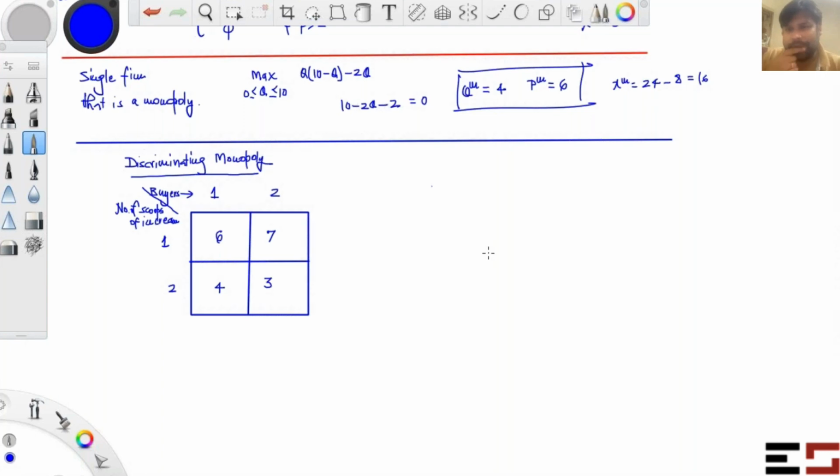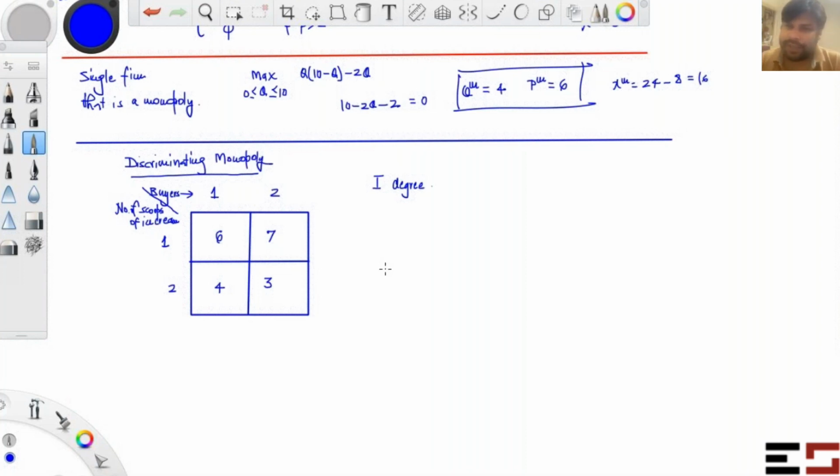Now let's talk about discriminating monopoly in the same problem. I'll talk about 3 types of discriminating monopoly. One is perfect price discrimination, also known as first degree price discriminating monopoly. I'll also talk about second degree, which is slightly different from the first degree. And how is it different?